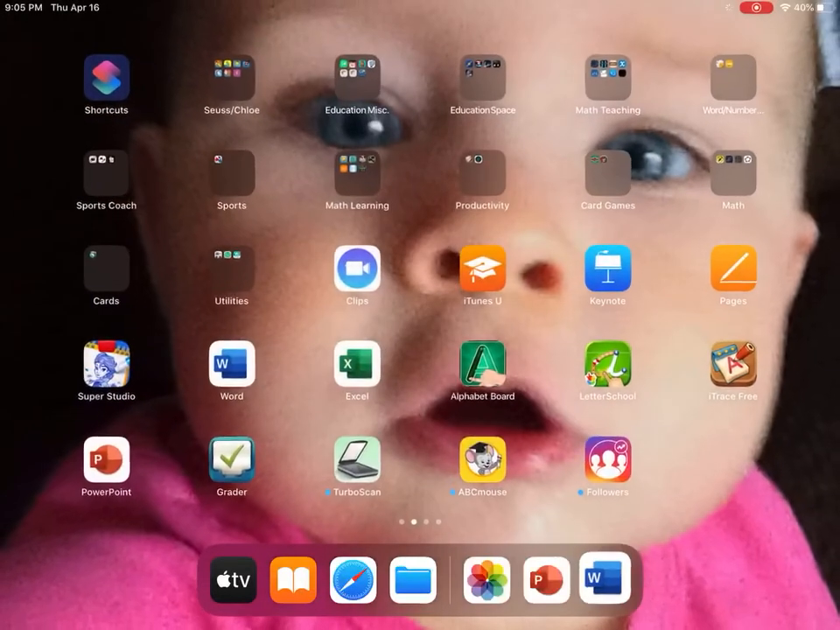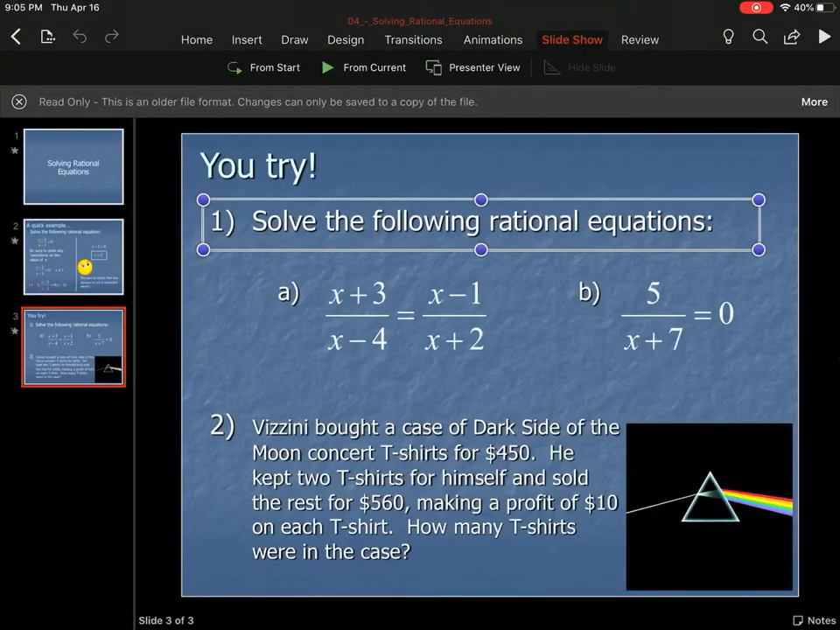How many t-shirts did he sell? Well, he bought X t-shirts, but he didn't sell X t-shirts. Take a look at the question. There's a little trick here. Let me read it again. Vizzini bought a case of, well, in our case now, we know how many t-shirts he bought. He bought X t-shirts. So I'm going to rephrase the question.